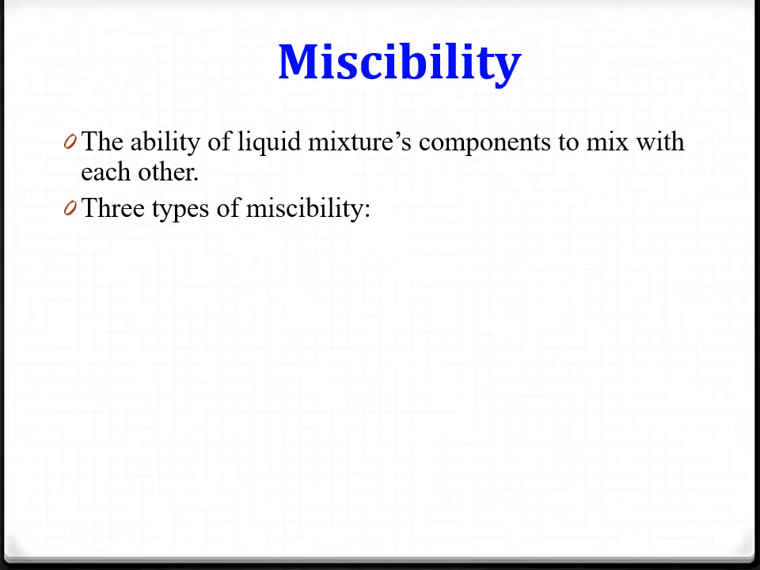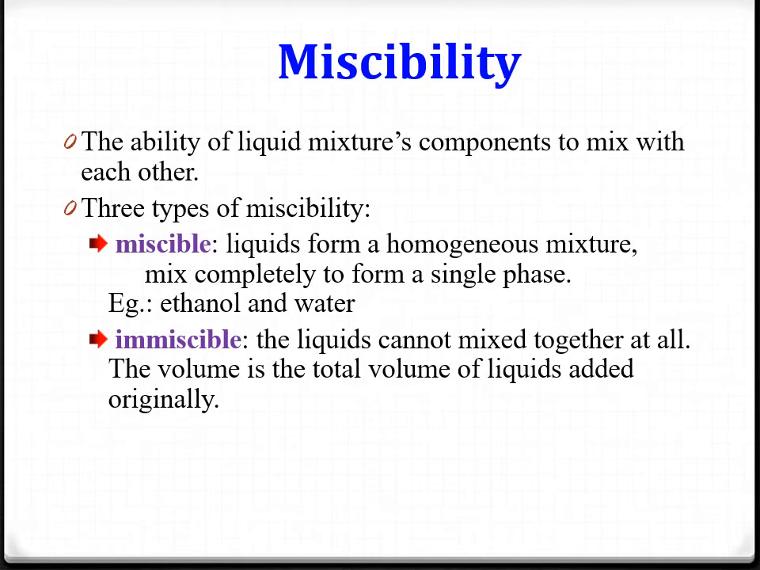Now we move to miscibility. Miscibility is the ability of a liquid mixture's components to mix with each other. So it is a qualitative rather than quantitative observation. There are three types of miscibility. First one is miscible, second one is partially miscible, and the last one is immiscible or not miscible. To state exactly how miscible two liquids are, scientists always use the concept of solubility.